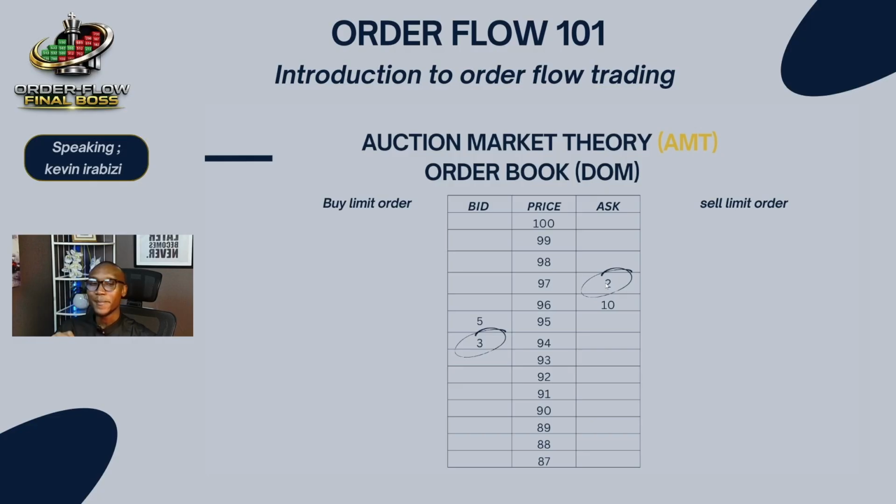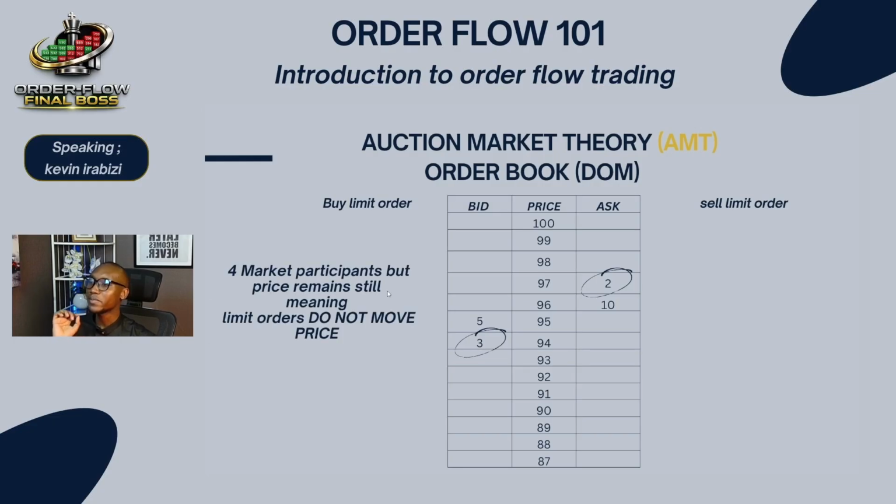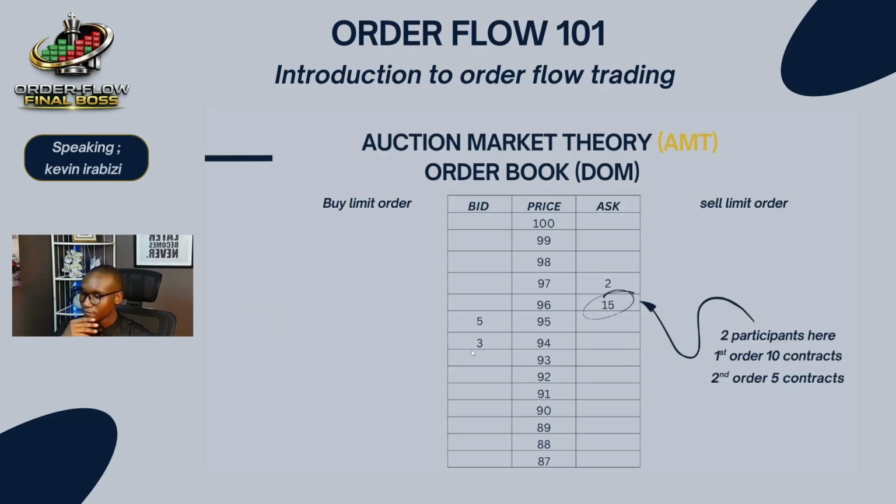4 orders, but still there is no price movement. This proves to us that limit orders do not move price. There has been 0 transactions within these 4 participants. You get my point? So even with 4 market participants at this particular time, still price did not move. That simply means that limit orders do not move price because you didn't see any transaction. Price only moves with transactions being made. 0 transactions, 0 price movement.